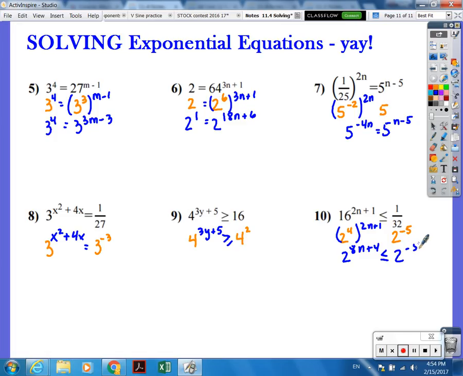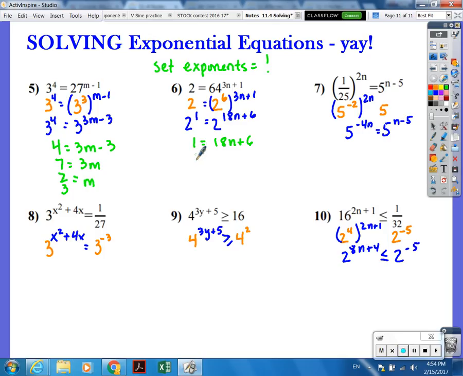Now what do we do? Here's the key to all of this. You've gotten the same base in each problem, so you're going to set the exponents equal, and you make a little mini equation. So I'm going to set 4 equal to 3m minus 3. When I bring it over, I have 7 equals 3m, and m equals 7/3. You're going to get fractions, get used to it. You're going to have 1 equals 18n plus 6, or negative 5 equals 18n, or n equals negative 5/18. Again, it's a fraction, it's okay.